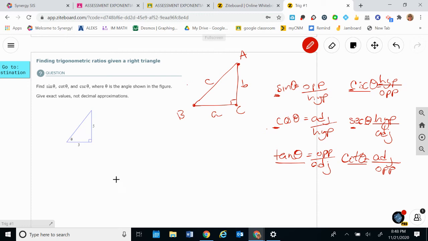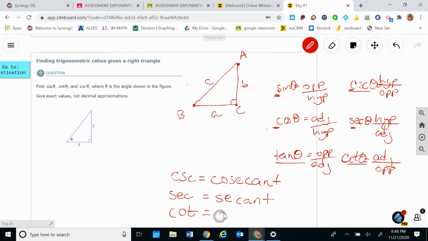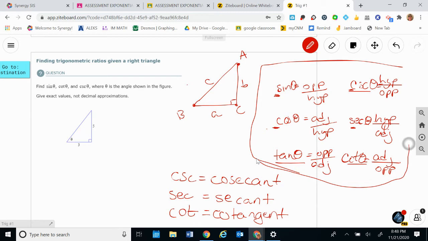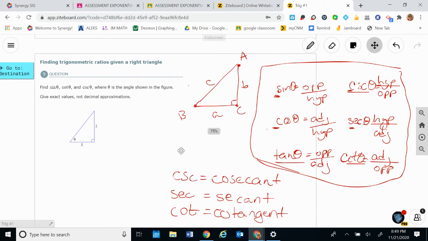And I should probably have put that there. CSC is equal to cosecant. Okay? SEC is equal to secant. And COT is cotangent. Okay? So we now have 6. These are the 6 basic ratios that we talk about in very beginning trig. Okay? These 6 ratios.